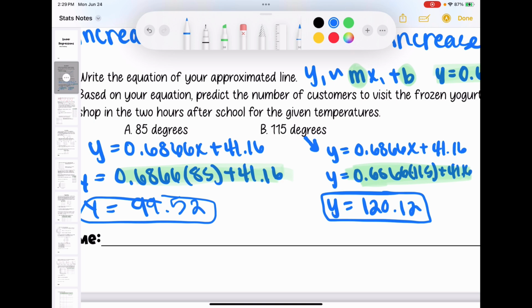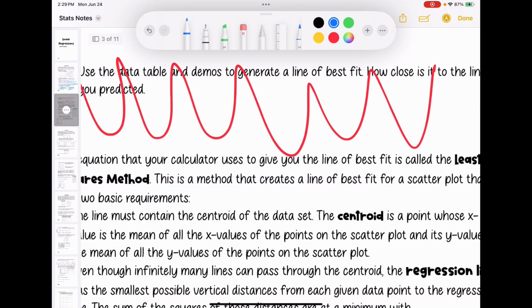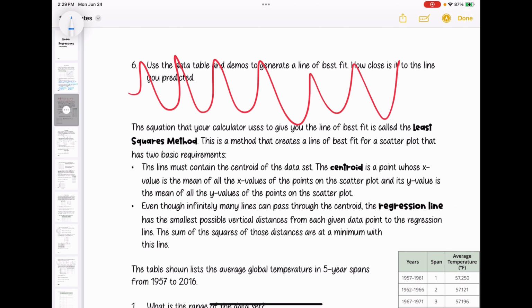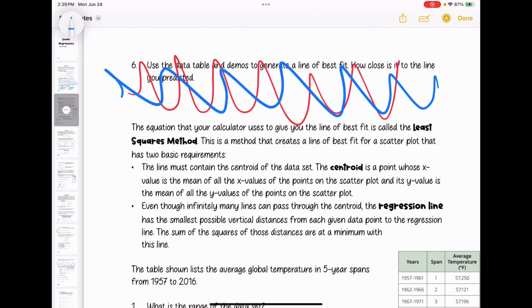All right, let's look at the next page. So on the top of the next page, there is a number 6. It wants you to go to Desmos and create the line of best fit, and we already did that, so that is why we crossed through that.